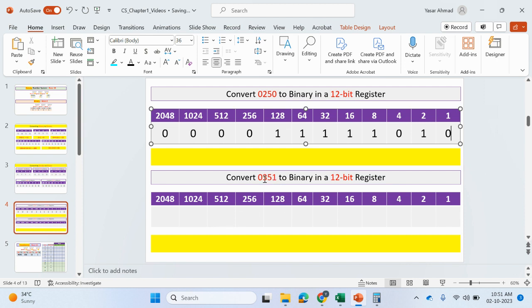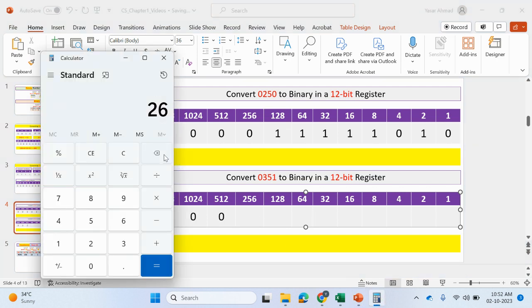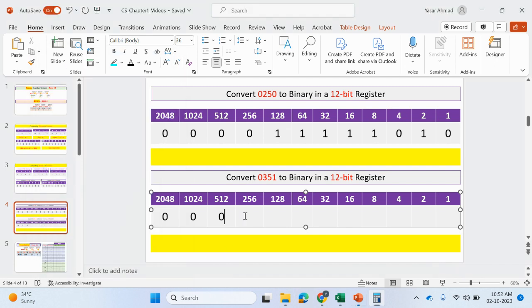Right, the last question is we have to convert 351 to binary in a 12-bit register. So we are going to be using this bit here. So these 3 values are greater than 351, so we can just put 0, 0, 0. Okay, let me just get rid of this now. So 351 take away 256 is equals 95. So I can put a 1 here.